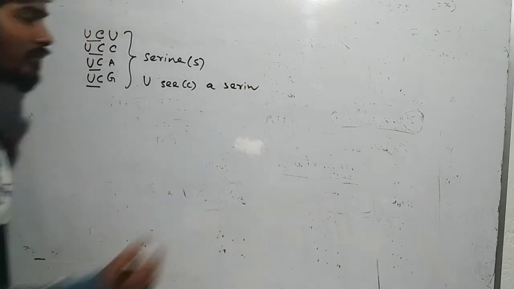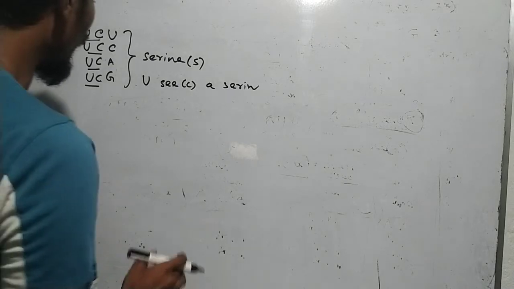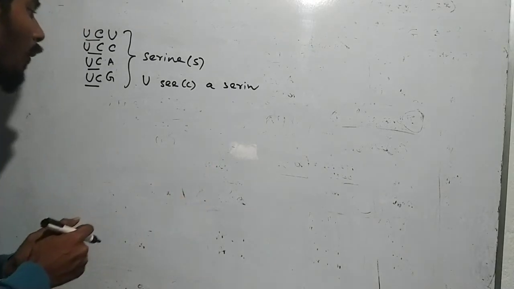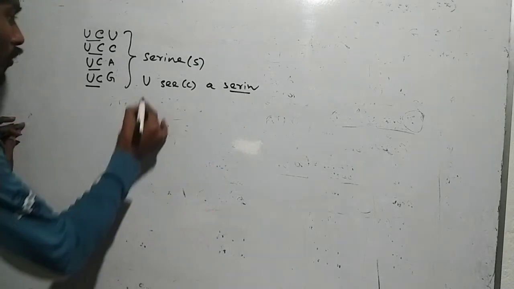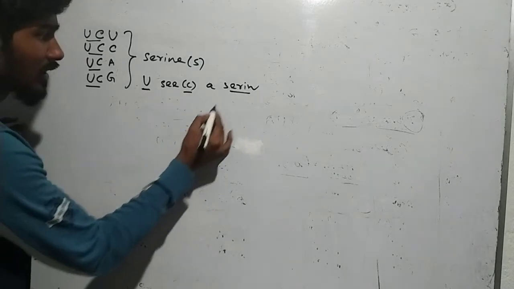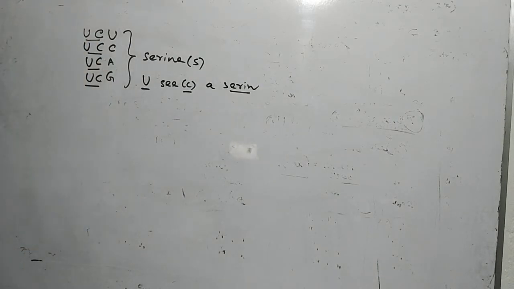So what is serine? Serine is actually a bird, and you can search it easily on the internet, and it's a beautiful bird. Okay, so you see a bird named serine. So whenever there's U and C, you will get the serine. Okay, so you see U, you see C, you see A, and you see G, and that's very, very important.